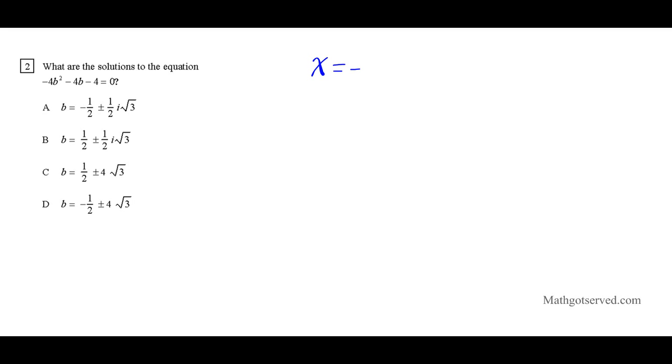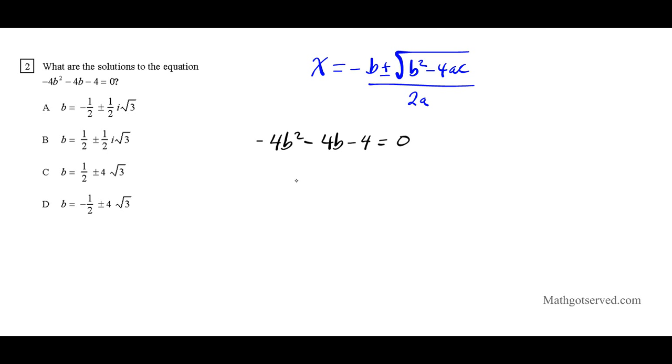So x equals negative b plus or minus the square root of b squared minus 4ac, that whole thing divided by 2a, okay? All right, let's go ahead and solve that. So in this problem, let's rewrite it, negative 4b squared minus 4b minus 4 is already in standard form, so we can extract a, b, c without any problems. Okay, so a is negative 4, b is negative 4, and c is negative 4 also.